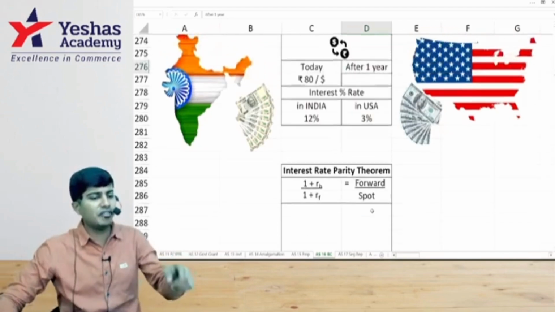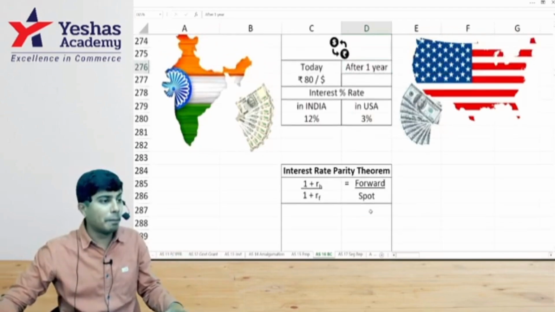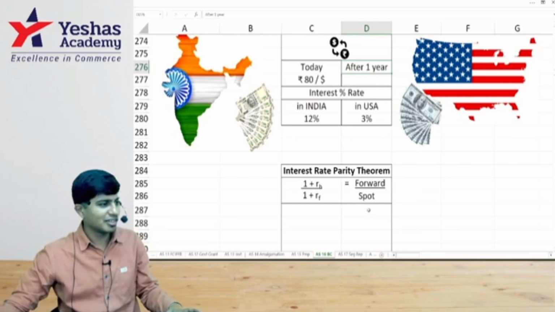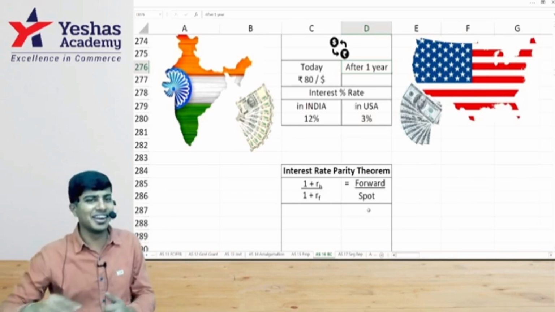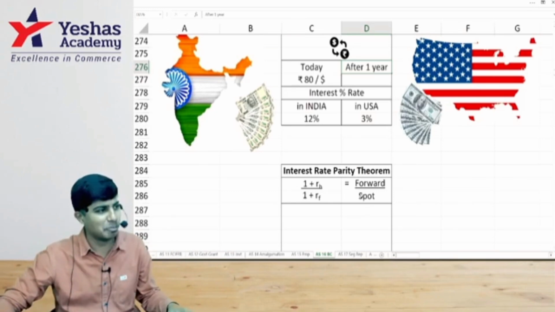So what is the rate of interest in the home country? 12%. What is the rate of interest in USA? Your home is India or USA? Okay, rate of interest in home is how much? 12%. Rate of interest in USA is how much?